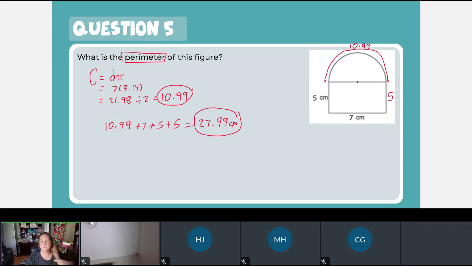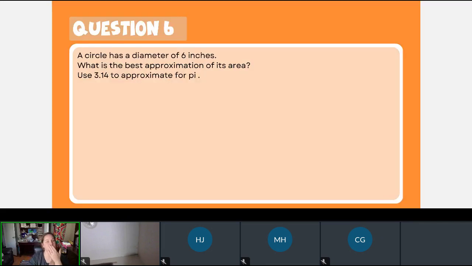All right, let's move on to number 6. This is what number 6 is going to look like. It says a circle has a diameter of 6 inches. So let's draw that on our paper. Just roughly draw a circle. And remember, diameter is all the way across, and that is 6. Okay, what is the best approximation of its area? So I'm going to box that in. We're finding area.